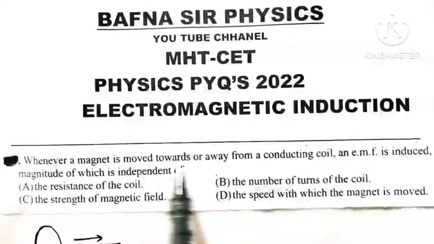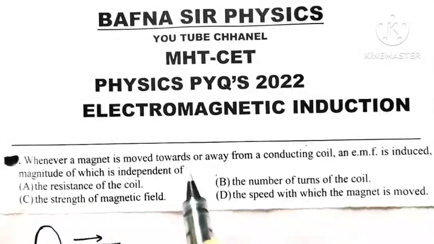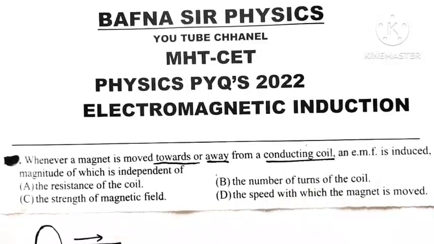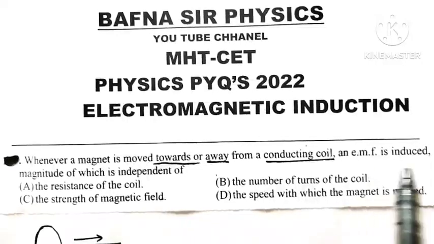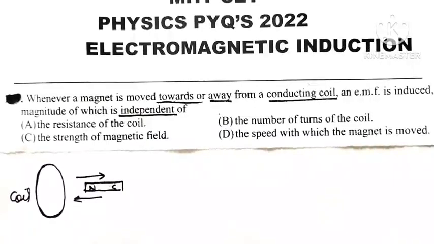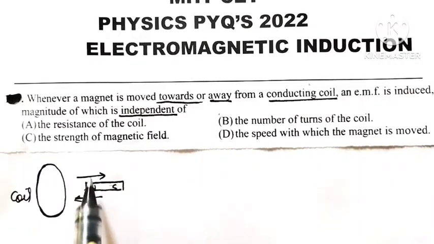Whenever a magnet is moved towards or away from a conducting coil, an EMF is induced, the magnitude of which is independent of... the EMF induced in a coil. See, we are having a coil and a magnet; either it may be moved towards the coil or it may be moved away from the coil.